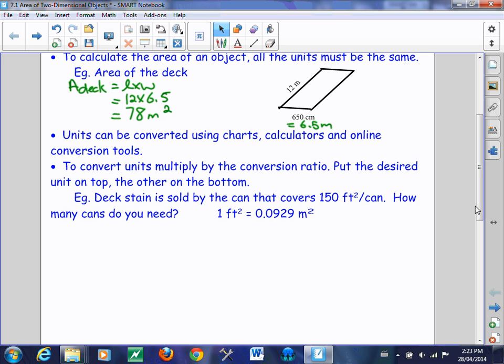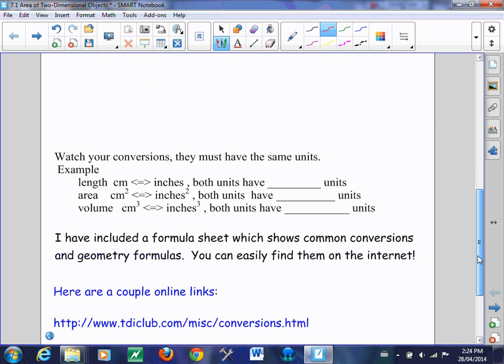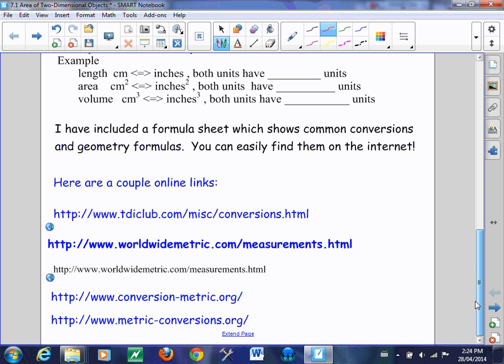A deck stain is sold by the can that covers 150 square feet per can. How many cans are needed? It doesn't matter, ladies and gentlemen, as I'm going to show you below, as long as you can find a conversion, that is good. You'll notice down below here, guys, I'm going to go over some stuff. There's lots of conversion websites you can find.